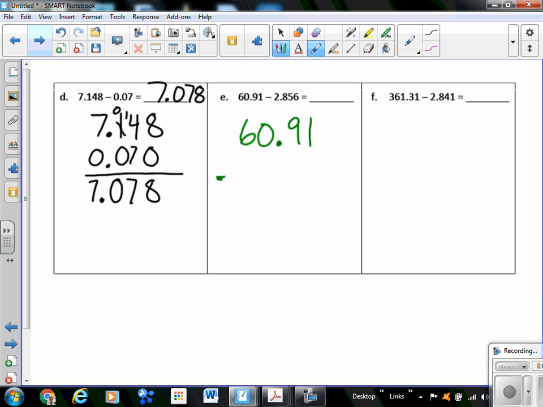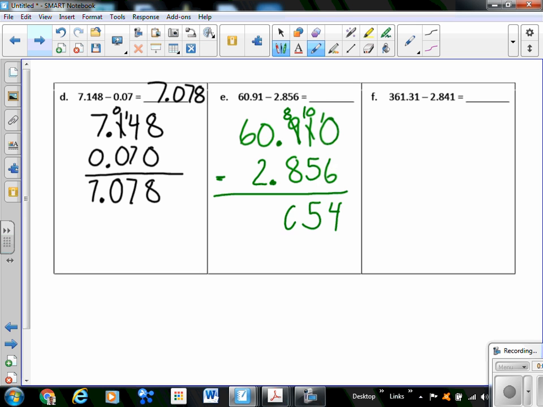Next one, we've got 60 and 91/100. We're going to subtract 2.856. Got to put a 0 in up here so that we can subtract. Borrow, that becomes a 0. We borrow 10. 10 minus 6 is 4. 9 becomes an 8. Borrow 10. 10 minus 5 is 5. 8 minus 8 is 0. Borrow from the 6. Borrow 10. That gives us 8. 5. Decimal point. So we have 58 decimal point 0.54.